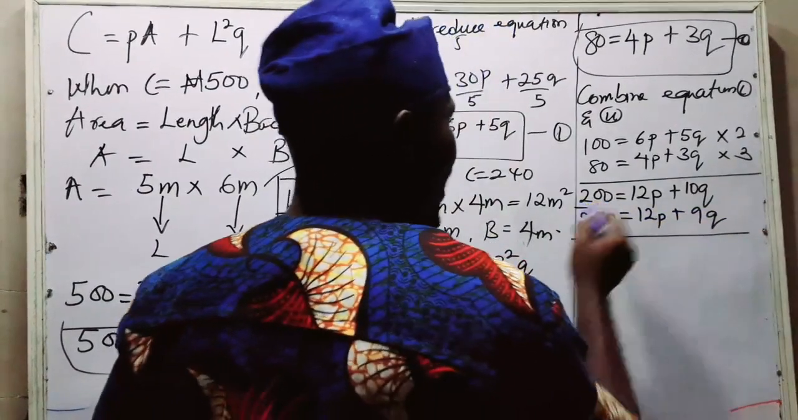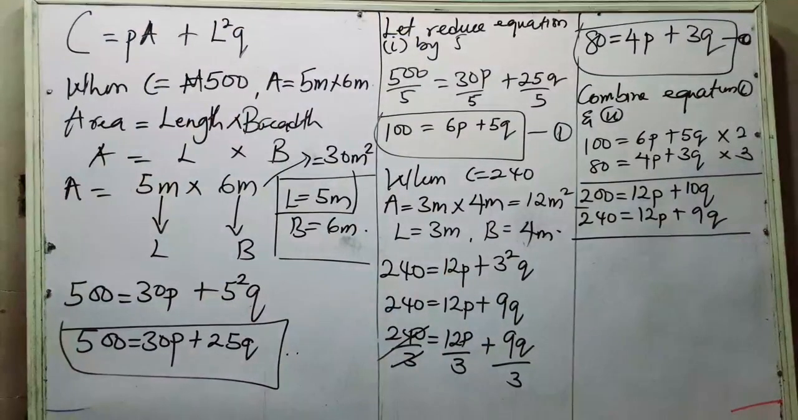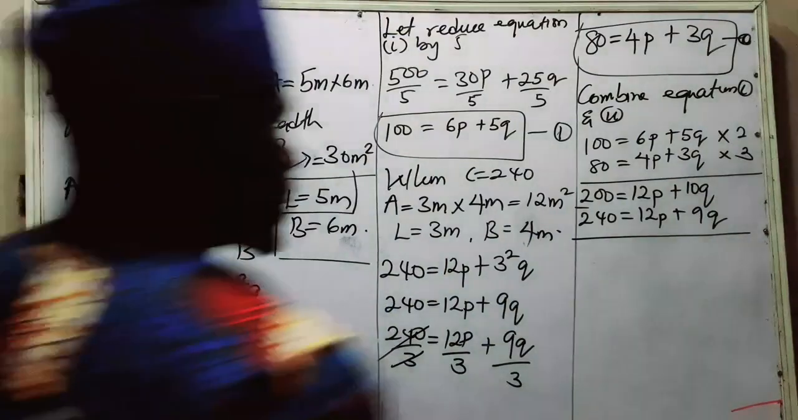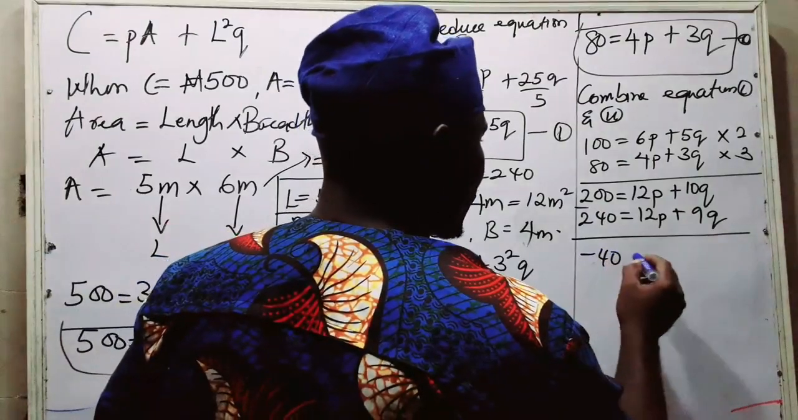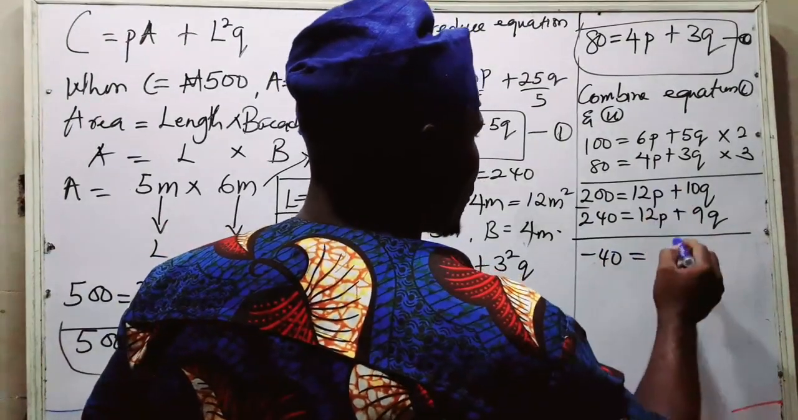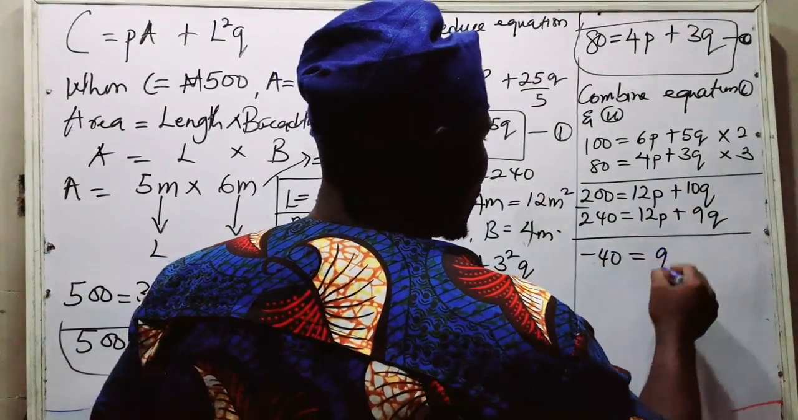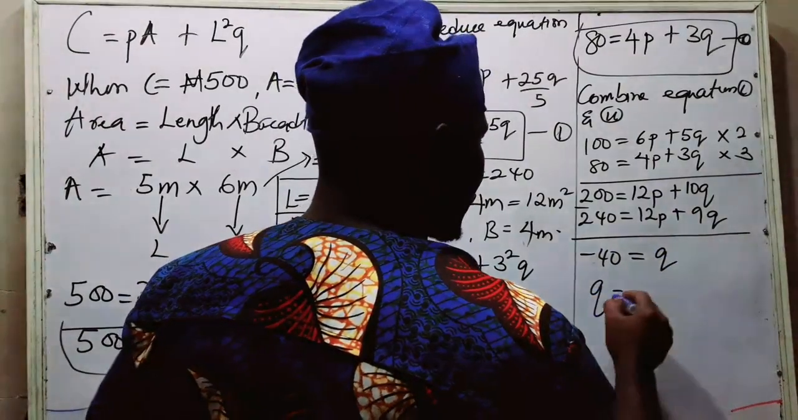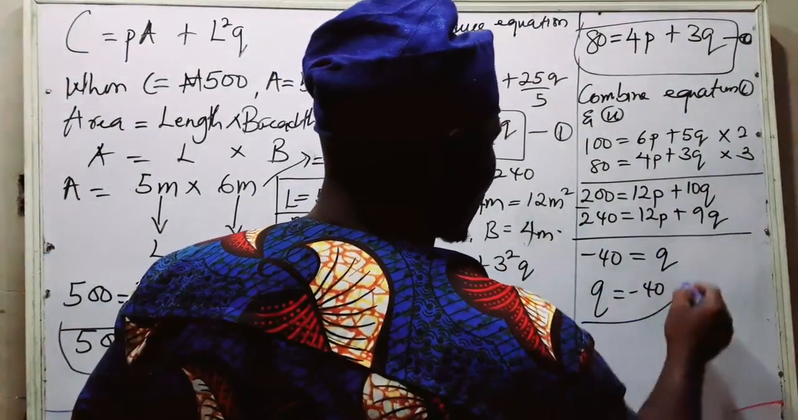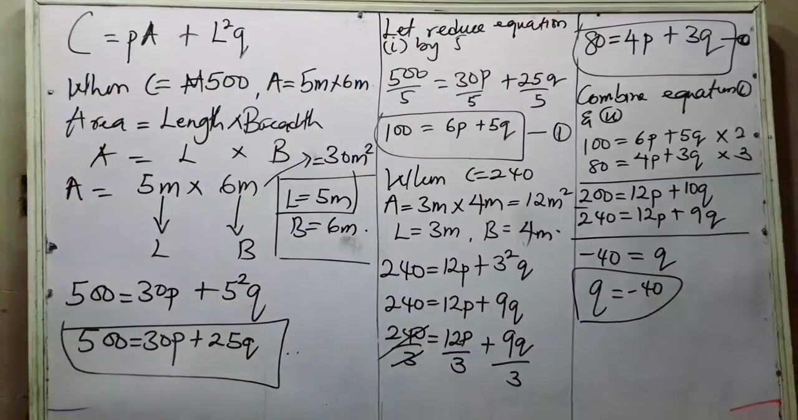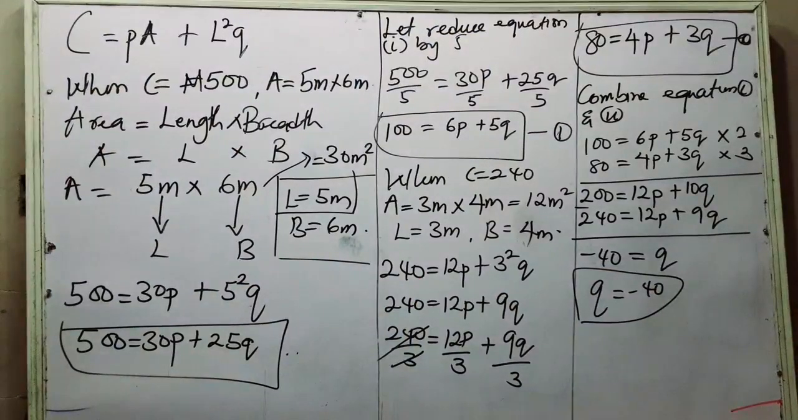So let's apply subtraction, which is 200 minus 240, which will surely give us minus 40. We have minus 40 is equal to, the 12p cancels out, q. So therefore our q is equal to minus 40.